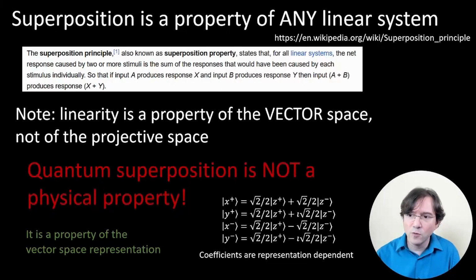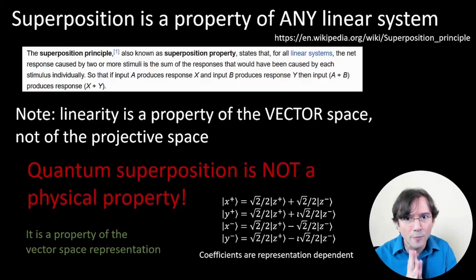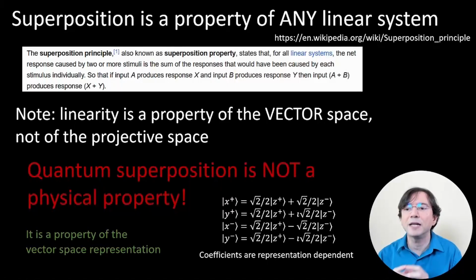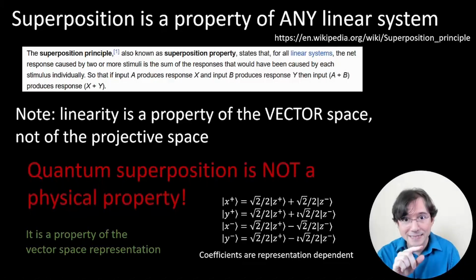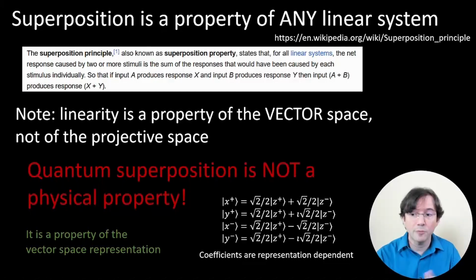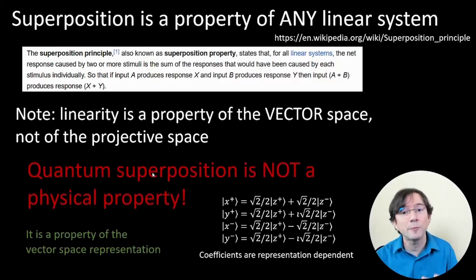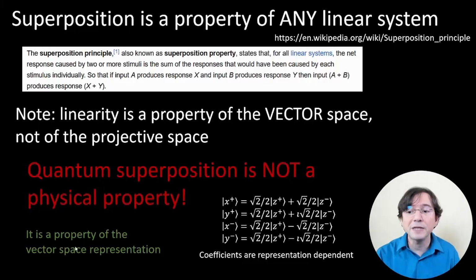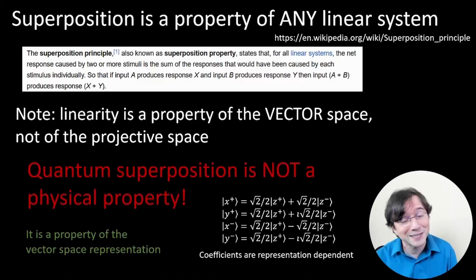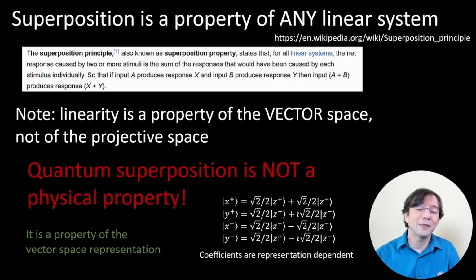And the other thing that I want to stress is that this linearity is a property of the vector space, not of the projective space, because that's defined on the projective space. So the quantum superposition is not really a physical property because it's not a property in the projective space. It's a property of the vector space representation. And that's what makes this vector space representation so convenient that we would rather use that than the horrible mess the projective space would be.